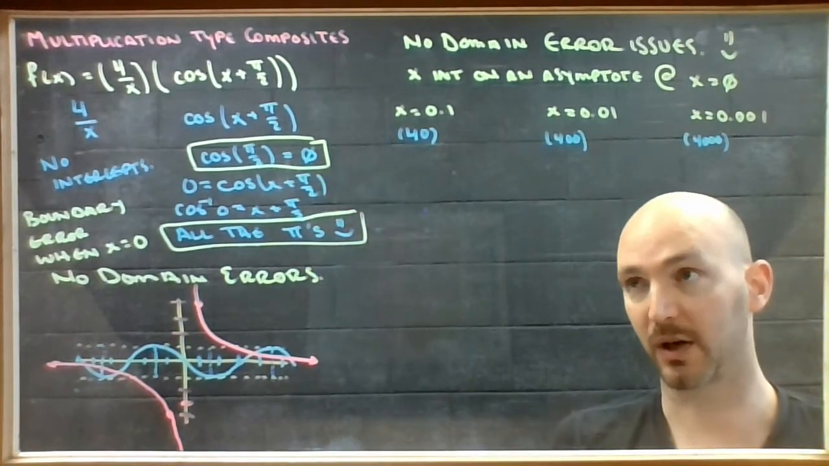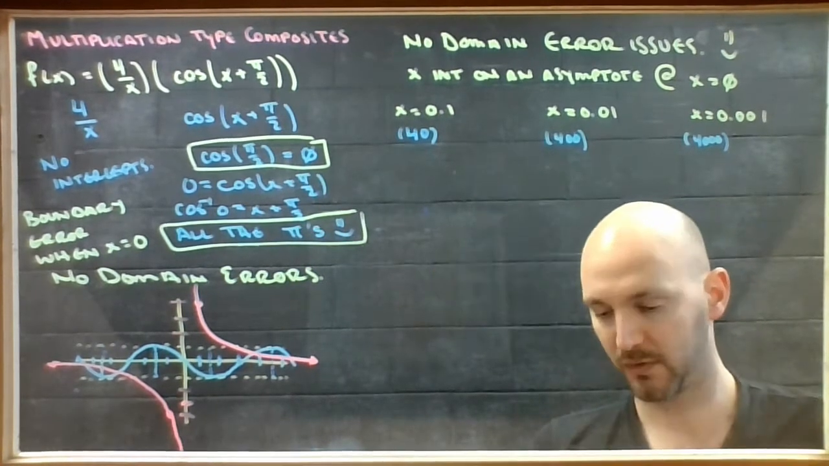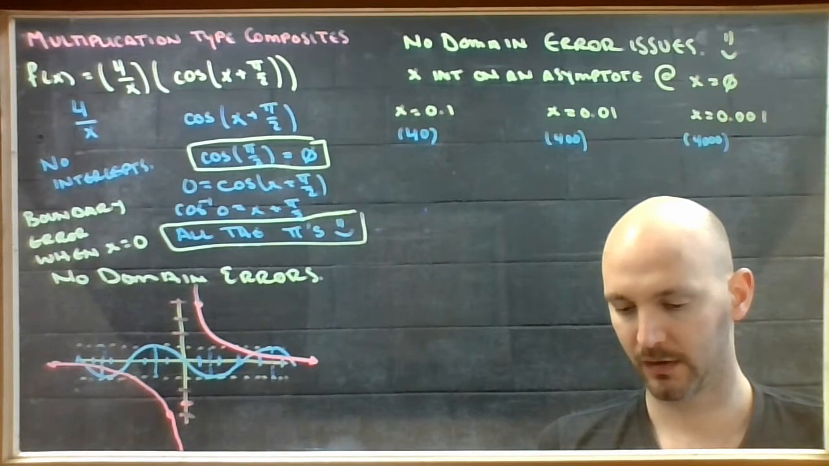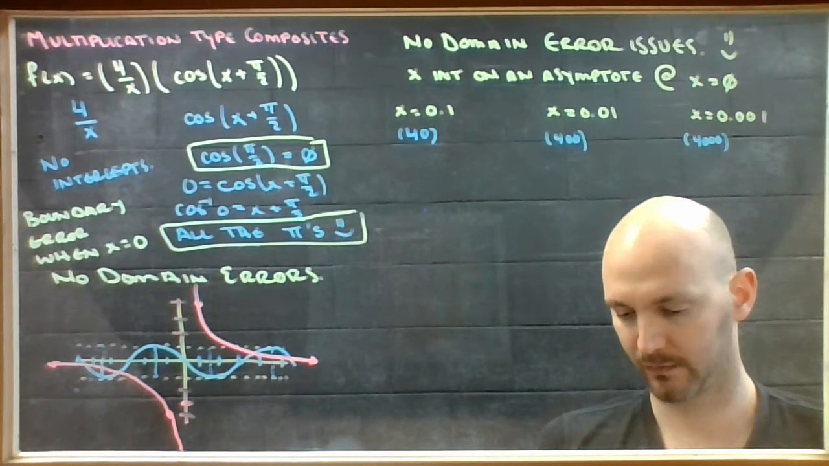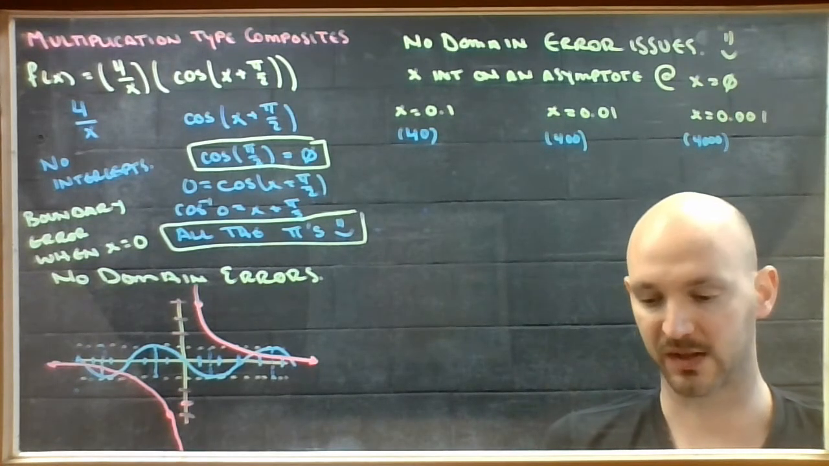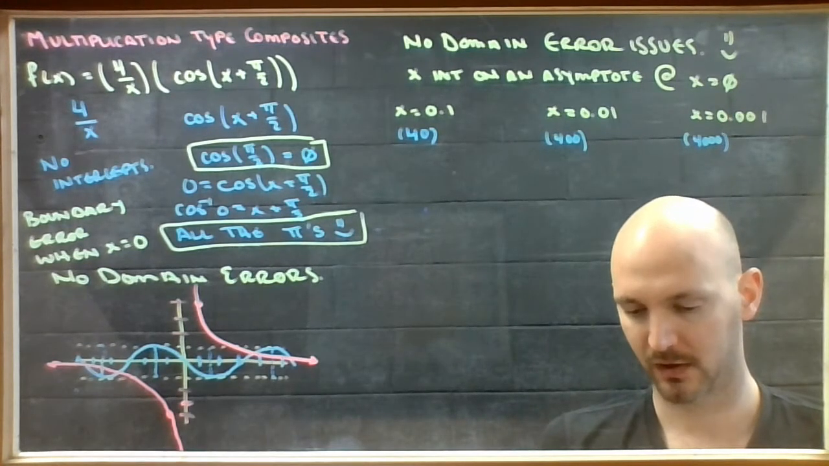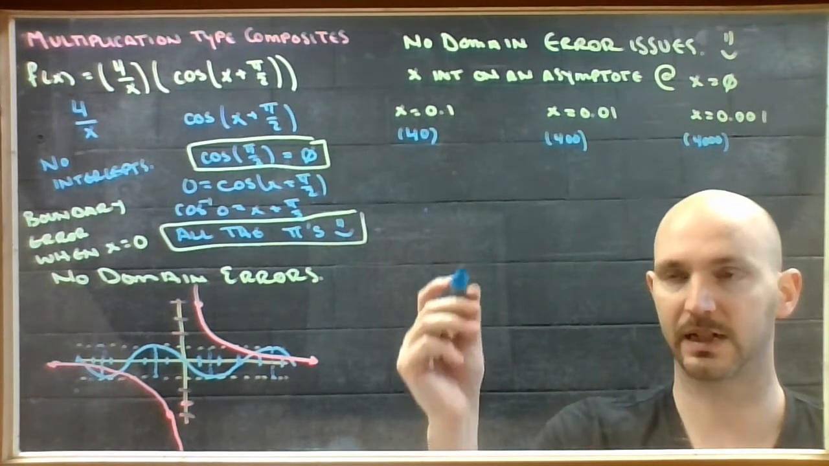The cosine part, to make sure I'm in radians, 0.1 plus pi over 2 gives me 1.6707, something. Cosine of that is negative 0.99833.